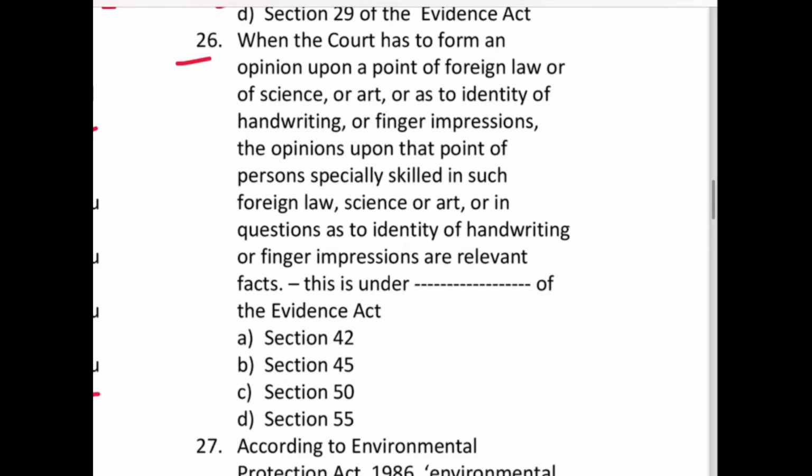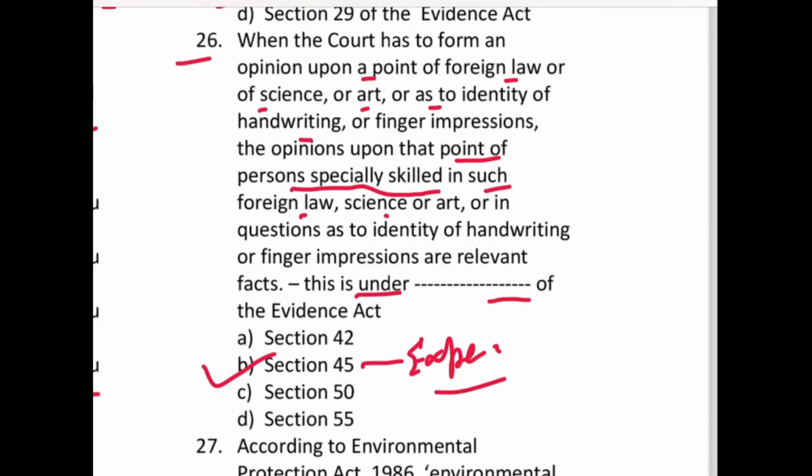Next 26, when the court has to form an opinion upon a point of foreign law or the science or art, or as to identity of handwriting or fingerprints, the opinions upon that point of persons specially skilled in such foreign law, science and so on are relevant. This is under section 45. B is the answer. We are talking about expert opinion, that is in 45.